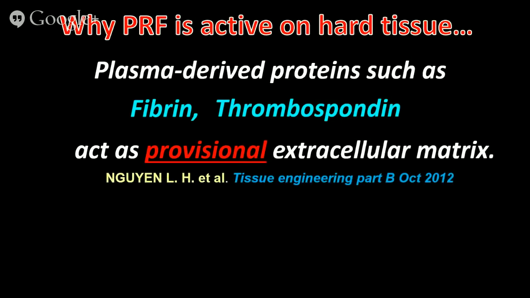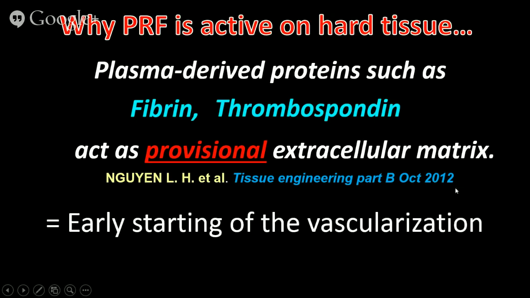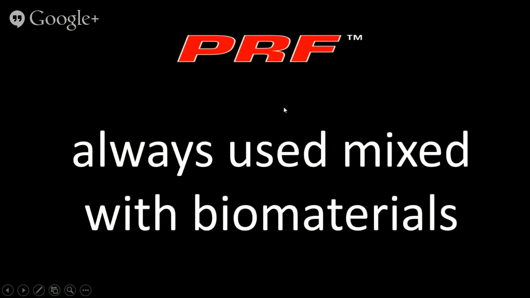And you understand the concept. You put a matrix, a provisional extracellular matrix, and then we will have very fast vascularization, and we will have faster bone formation. This is why my advice is always to use the PRF mixed with biomaterials.